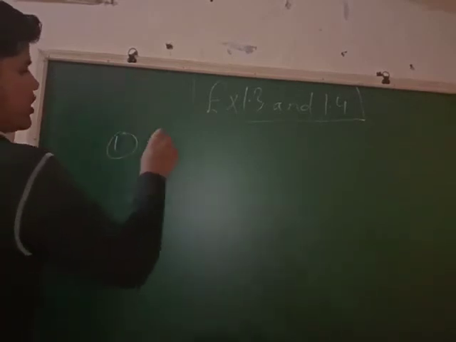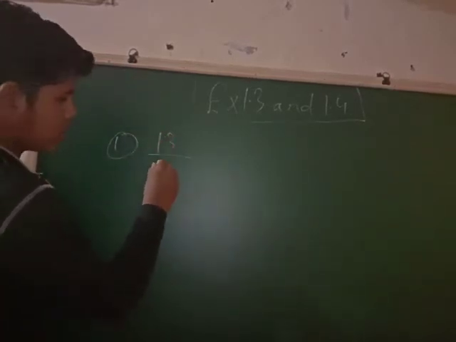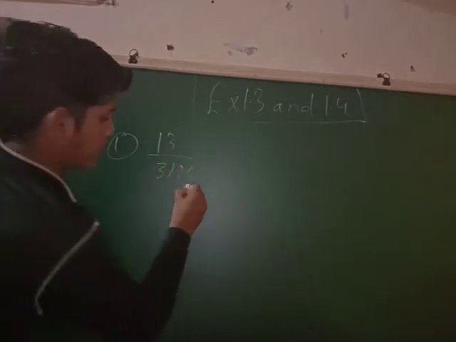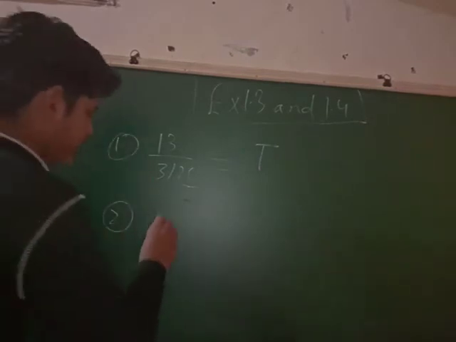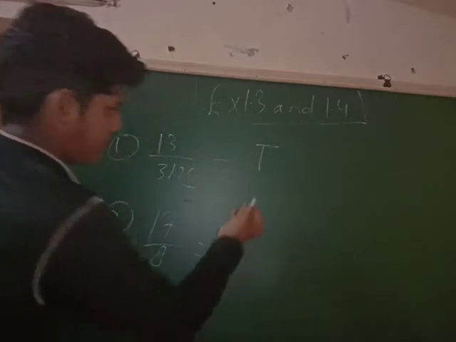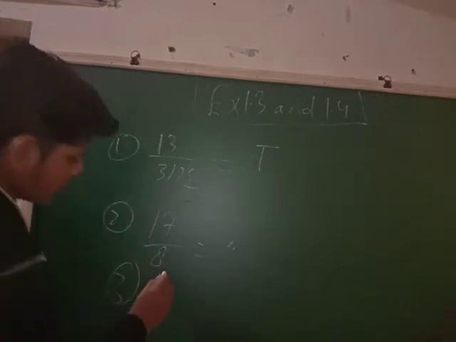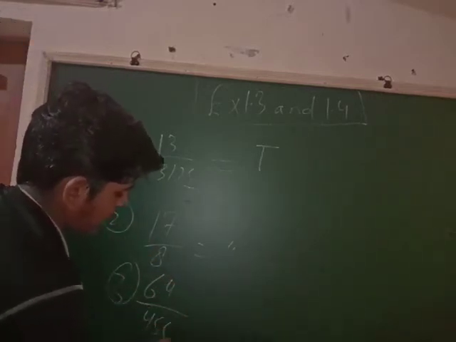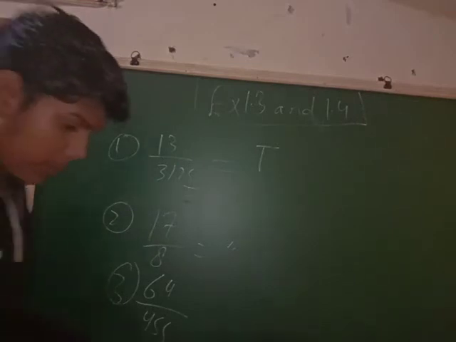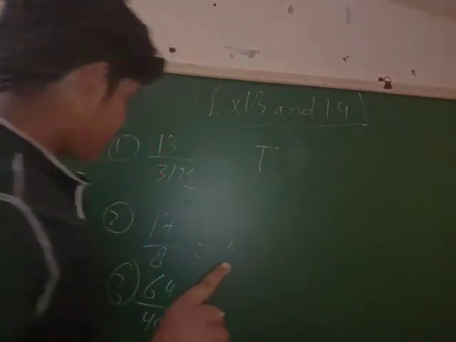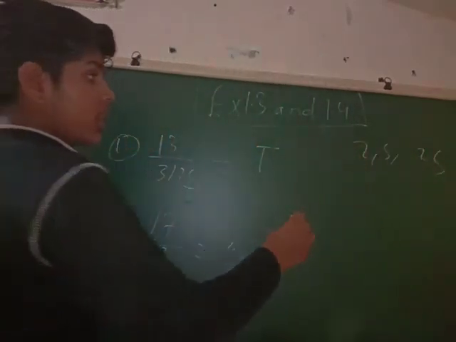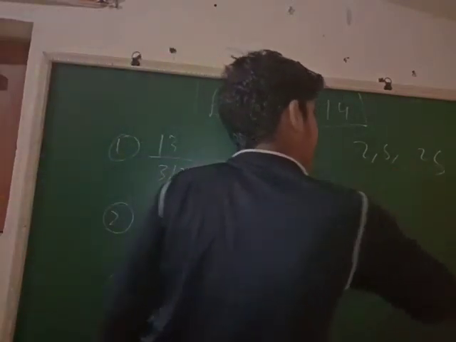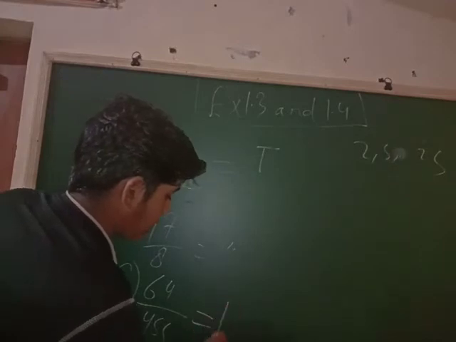First, 13 upon 3125. You can also see here 5, this is terminating. The second question is 17 by 8, terminating number. Third one is telling 664 divided by 455. But you should remember this thing: firstly, the number has 2, 5, or 2 and 5 both. But it has only this number. Not this, this is a non-terminating number.